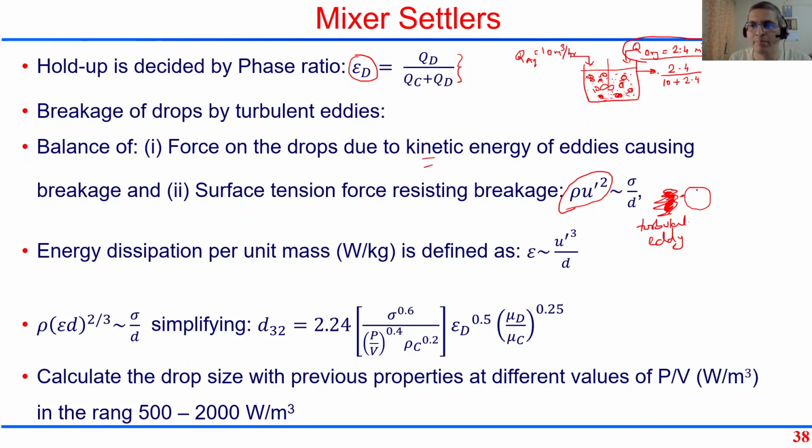What resists the breakage of this drop is the surface tension force, and surface tension force we can characterize by sigma divided by d. It's not d prime, it is d. Okay, d is the drop size. So the equilibrium drop size I will get if I equate the two. If I equate the force because of turbulence and the force resisting, so this is a driving force driving the breakage, and this is resisting the breakage. When they are equal, then I will get a stable drop size. The drop will no longer break because now the surface tension force is resisting the breakage of that drop.